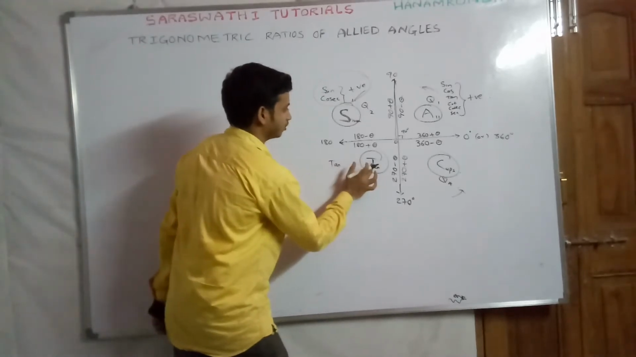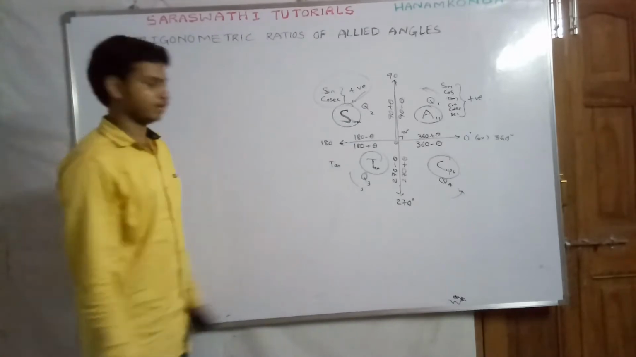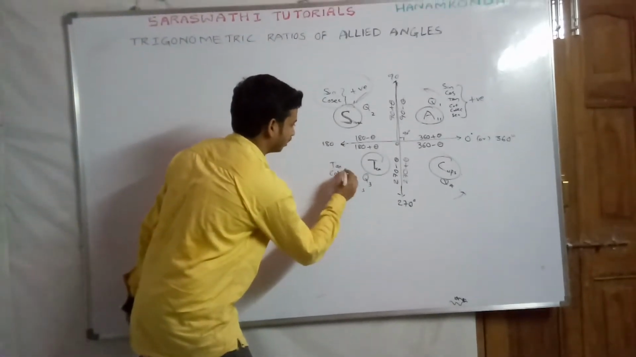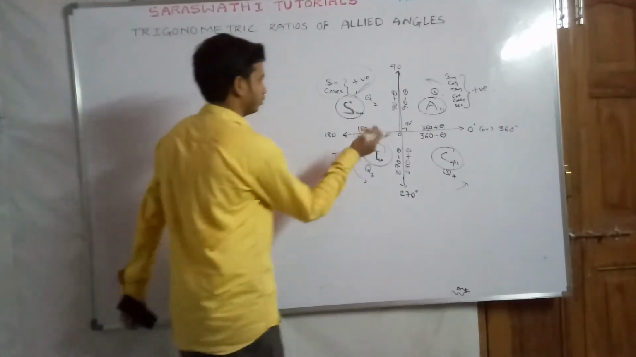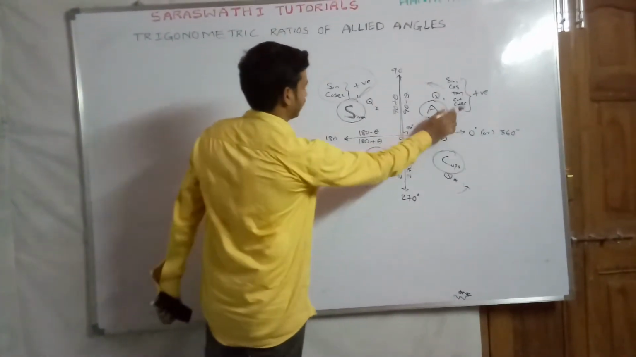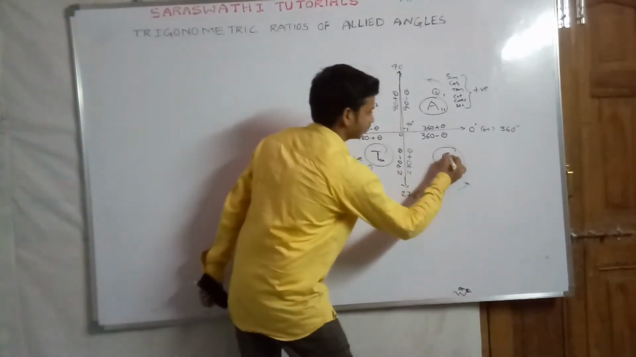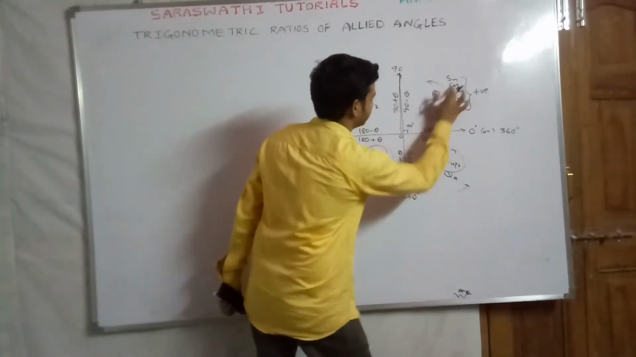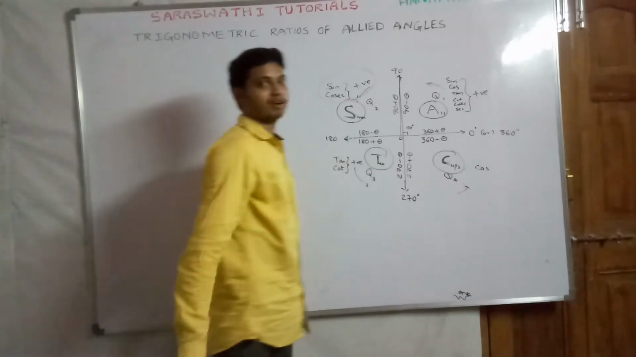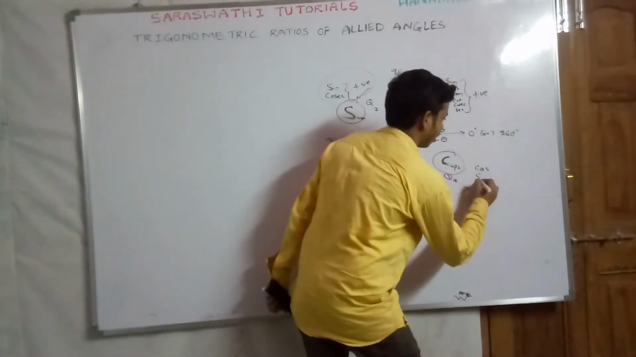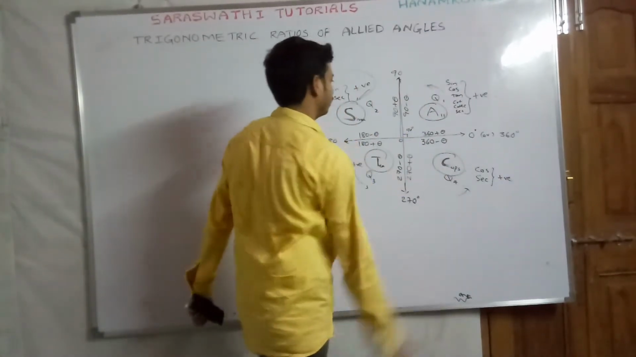And T, the trigonometric ratio starting with T is tan. So tan and its reciprocal, 1 by tan, which is cot, are positive here, and the remaining, sine, cosec, sec and cos, are negative in the third quadrant. And Cups, the trigonometric ratio starting with C is cos. Cos and its reciprocal, 1 by cos, which is sec, are positive, and the remaining are negative in the fourth quadrant.